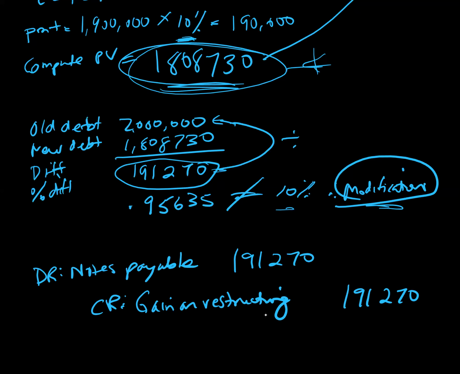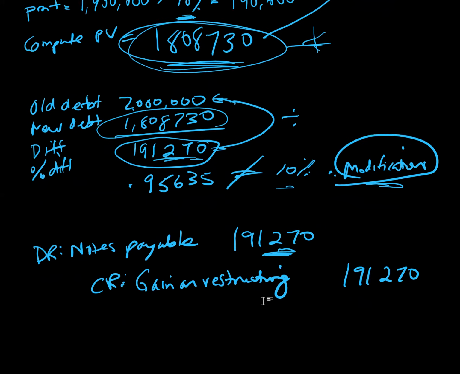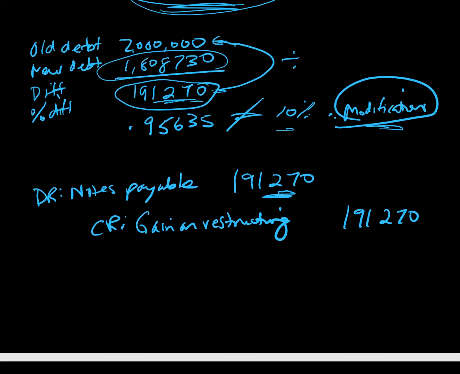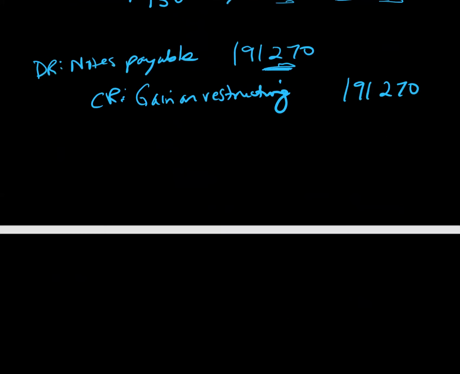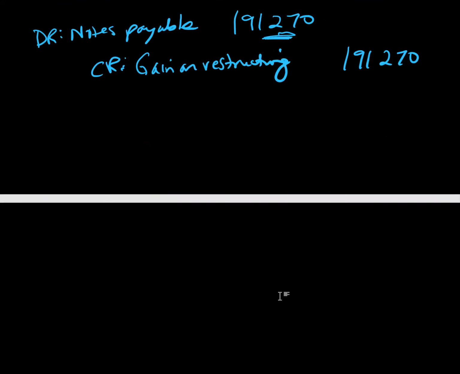So we're going to have a gain on restructuring of 191,270, and we're going to have a note payable now on our balance sheet. Now that we've recorded this entry, this is what we had on our statement of financial position here. Now we've recorded the 191,270 to take away from it. So now we've got this as the present value of the note on our statement of financial position. So next, let's calculate our effective interest amortization schedule.